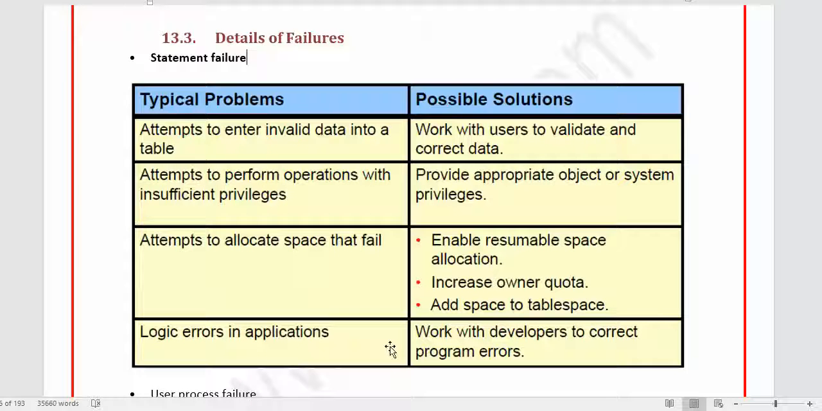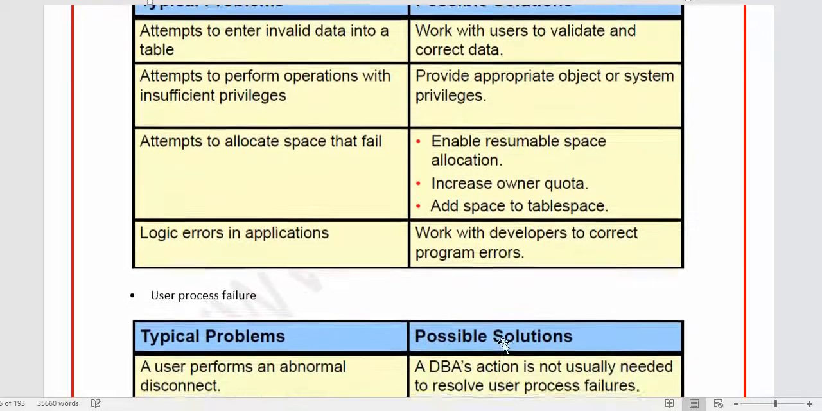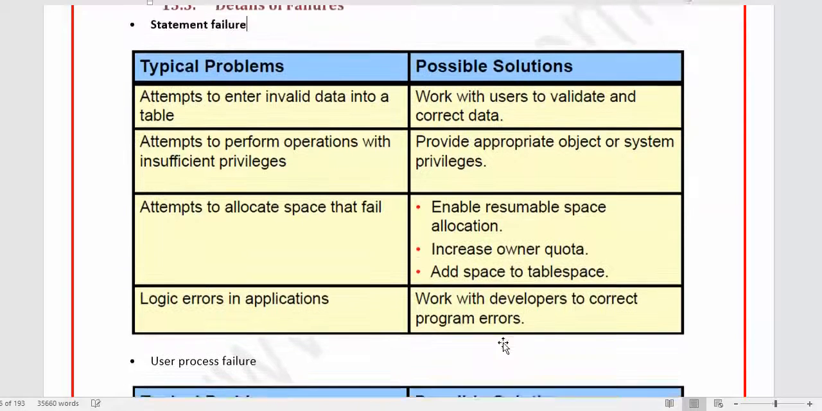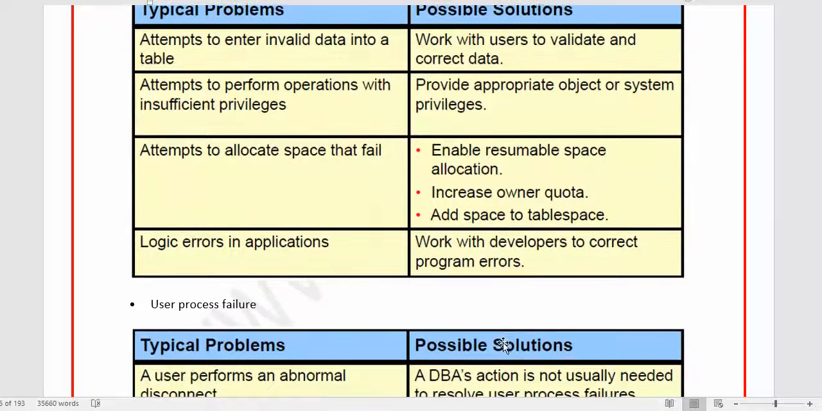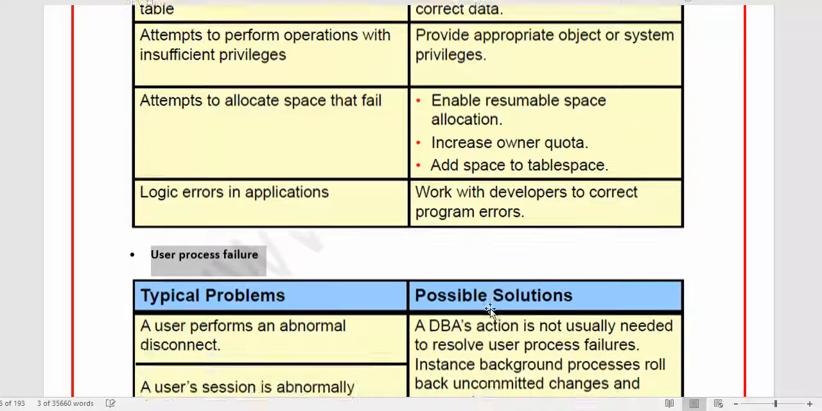And logical errors in the applications: there is not much that you can do for logical errors, because logic is something the developer has to write properly. Only then will data be as expected. So we have to get back to the DB developers to get it fixed.